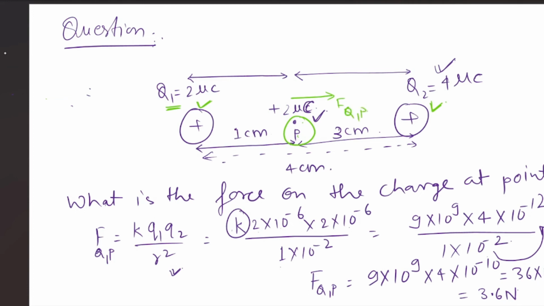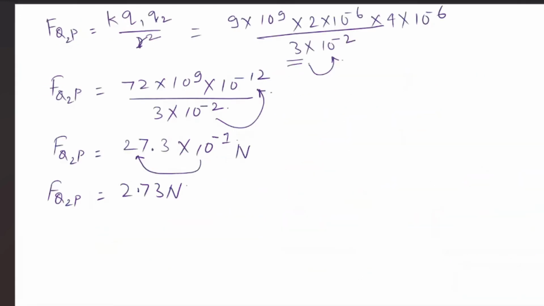FQ1P, and the force acting on this charge at point P due to charge Q2 would be something like this: FQ2P. Now what you can see is they both are opposite in nature. Yeah, one may be larger in magnitude, another one may be smaller, and that we will see here. So FQ1P is 3.6 Newton and FQ2P is 2.73 Newton.